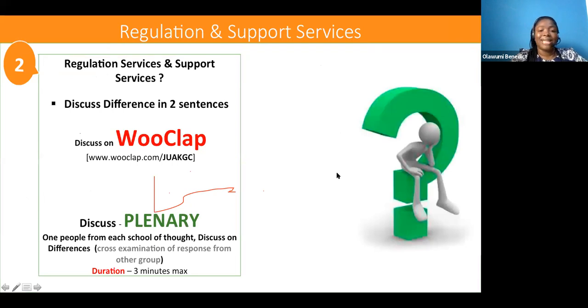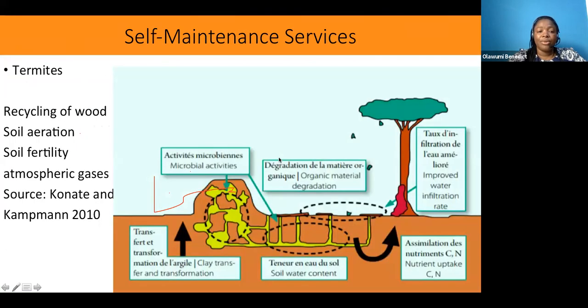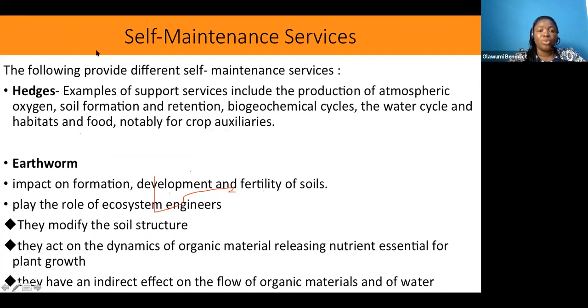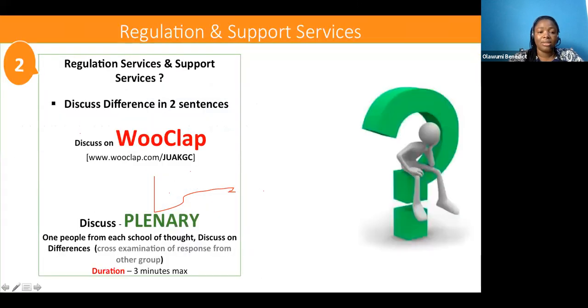So we are going to do an exercise now. We're going to go into Woodclap, and we're going to use this exercise to differentiate between, you're going to discuss, I'm going to group us now into twos. We're quickly going to discuss what's the difference between regulation services and support services.